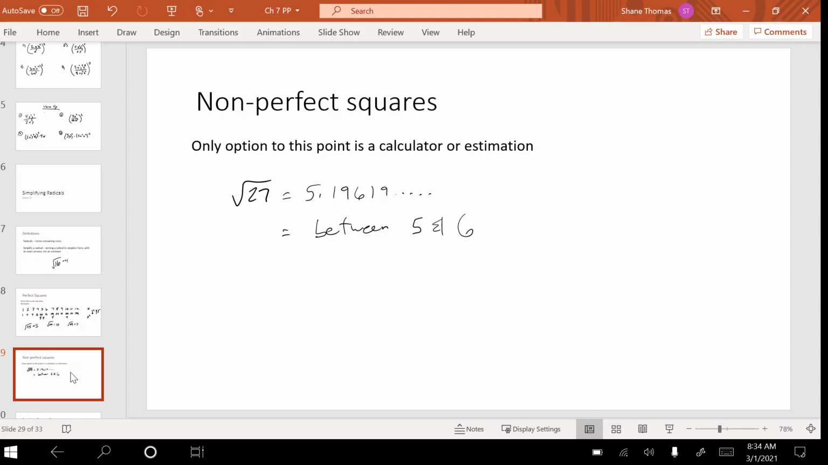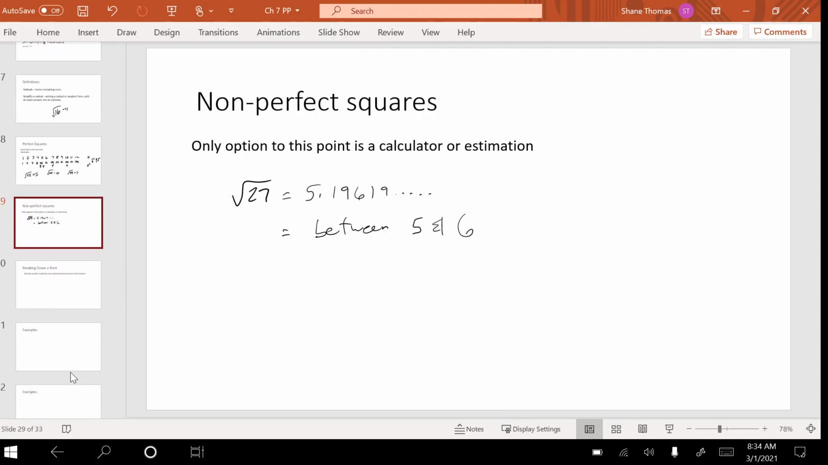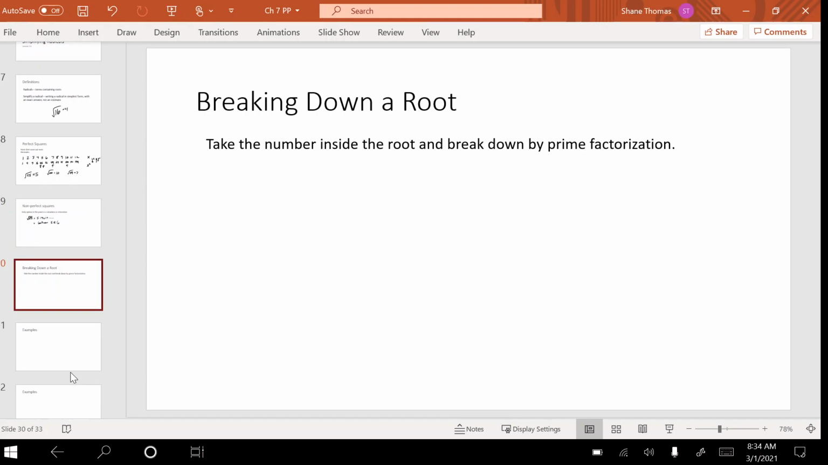So let's look at this. This is what we call breaking down a root. You're going to take the number inside the root and break it down by prime factorization. Do you guys remember prime factorization? This takes you back to elementary school days here. Okay? So prime factorization.